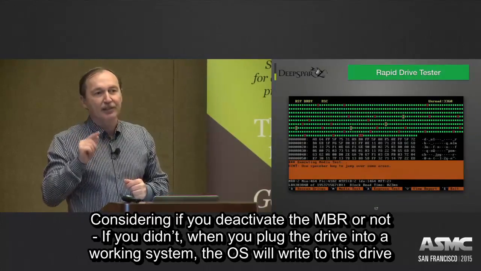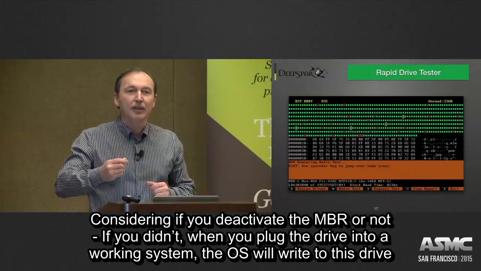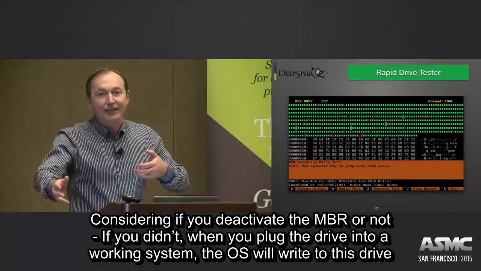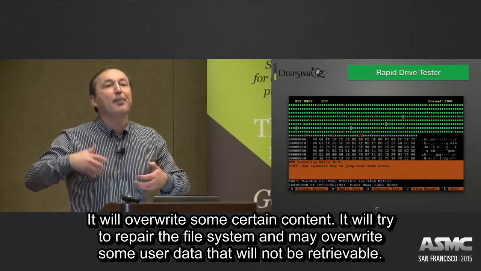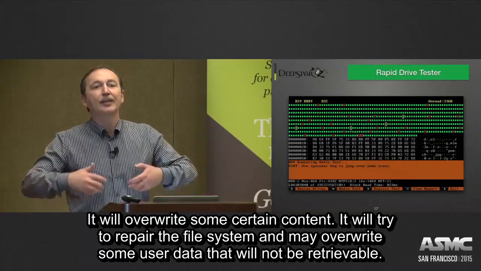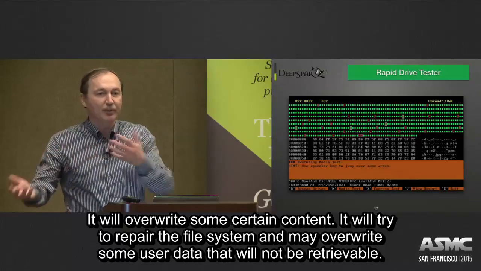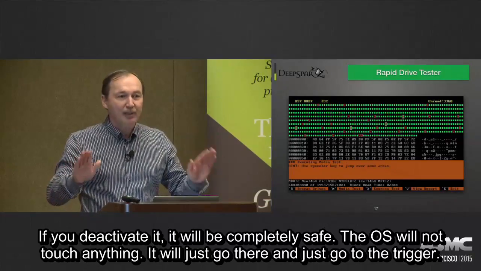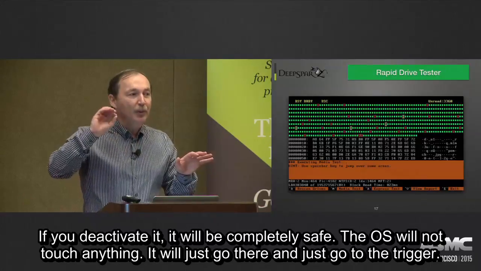Considering that you deactivate MBR, again, that's a critical point. Because if you didn't deactivate MBR, when you plug the drive back in, the operating system will write to this drive, will overwrite certain content. It will try to actually repair the file system, and as such may overwrite some user data that will not be retrievable afterwards, okay? But what I'm saying is, after you deactivate it, it's completely safe. So the operating system will never touch anything. It will just go there, and we have the trigger.